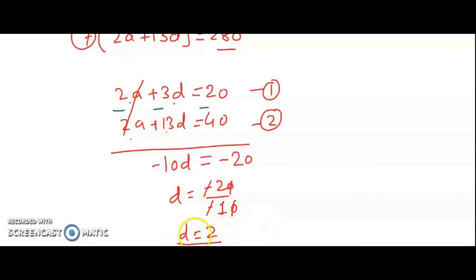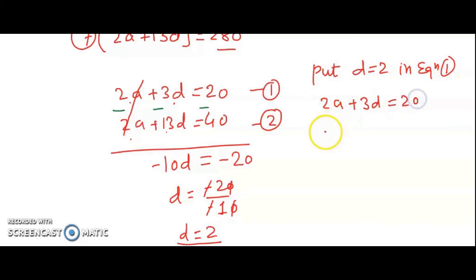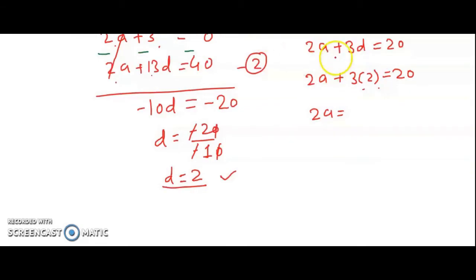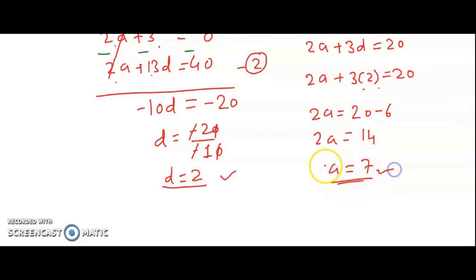Now if we put d equal to 2 in either equation, we get the value of a. For example, in equation 1, 2a plus 3d equal to 20, in place of d we put 2, so we get 2a equal to 20 minus 6, so 2a equal to 14, or a equal to 14 divided by 2, that is 7. So we get a equal to 7 and d equal to 2.